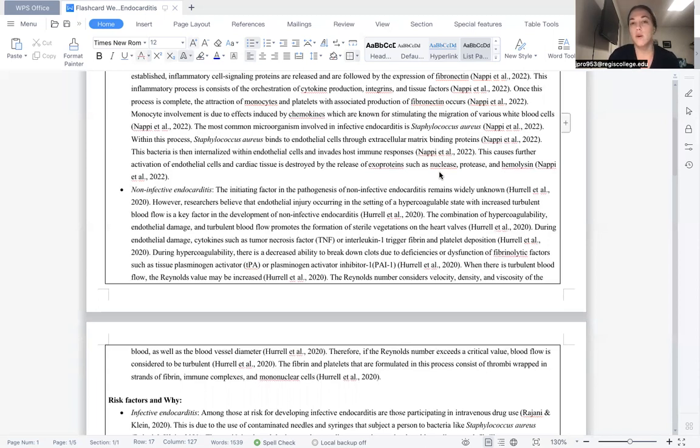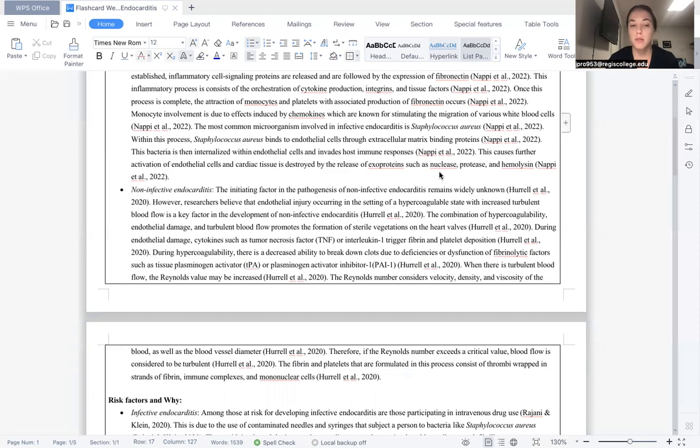Within this hypercoagulability, we will see a decreased ability for the body to break down clots, and that's due to deficiencies or dysfunctions of fibrinolytic factors, which include tissue plasminogen activators, also known as TPA, or plasminogen activator inhibitors, which are also known as PAI-1.